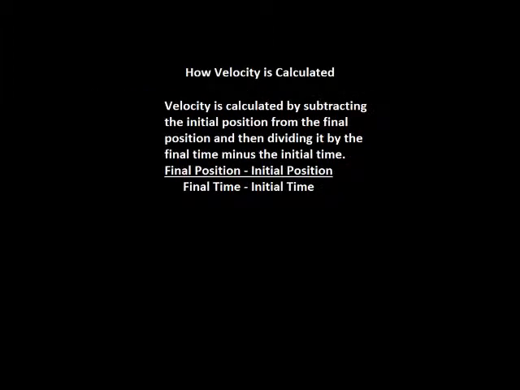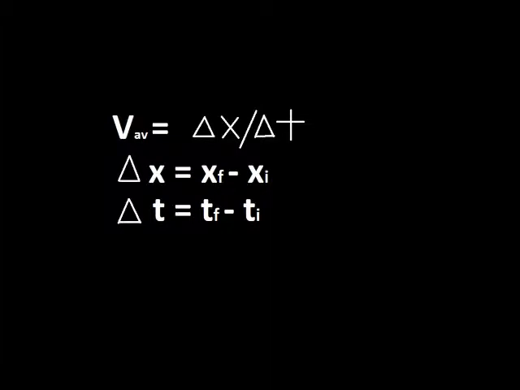Velocity is calculated by subtracting the initial position from the final position and then dividing it by the final time minus the initial time. This is the equation to show velocity. So velocity is equal to delta x over delta t. Delta means the change in.